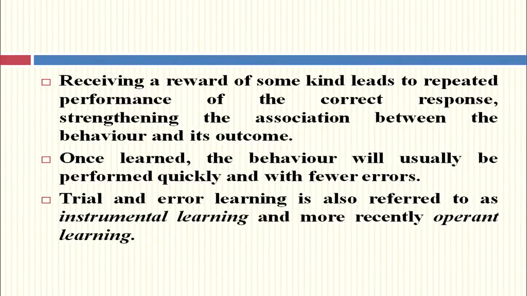Receiving a reward of some kind leads to repeated performance of the correct response, strengthening the association between the behavior and its outcome. Every time the incorrect responses are stamped out, the frequency of the correct behavior increases. Once learned, the behavior will usually be performed quickly and with fewer errors. Trial and error learning is also referred to as instrumental learning and, more recently, operant learning.